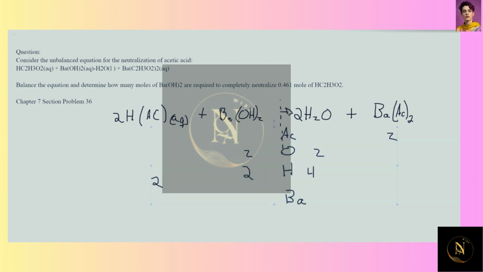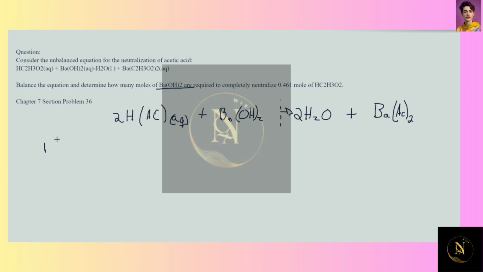Now we need to solve the second part of the problem. The question was, how many moles of barium hydroxide are required to completely neutralize 0.461 moles of that acetic acid? So how do we do this? How many moles of the barium hydroxide? Okay, so our starting point is this number of moles of our acetic acid.